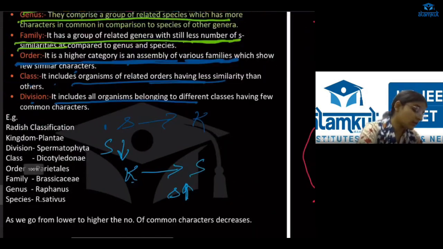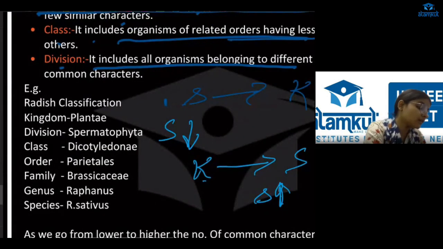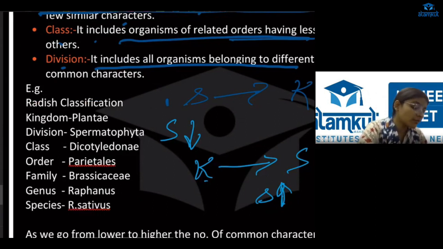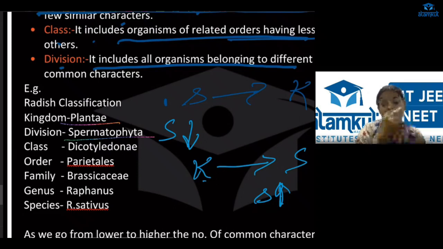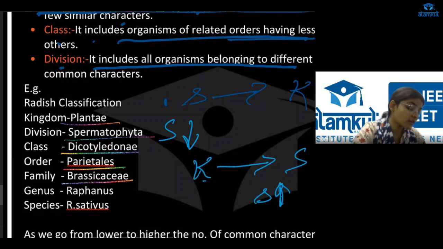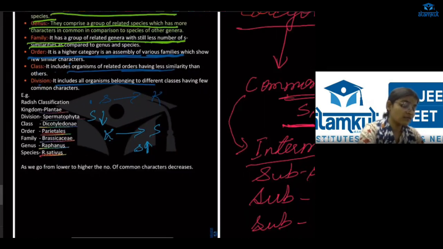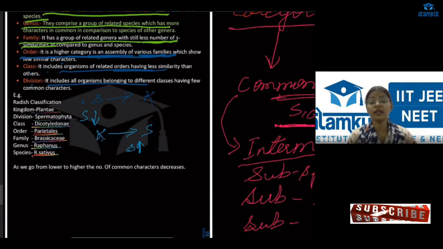Okay, here also one example is given of how we can classify. The example is of radish classification. So how is radish classified? What is the kingdom of radish? Kingdom is plant. Division is Spermatophyta, means they are sperm bearing plants. Okay, then what is their class? They are dicotyledons. Order is Brassicales. Family is Brassicaceae. Genus is Raphanus, and species is sativus. So this is how you can classify any particular organism in different forms.